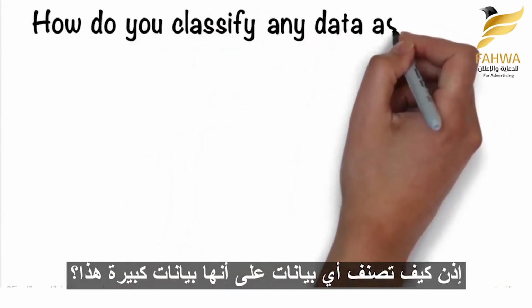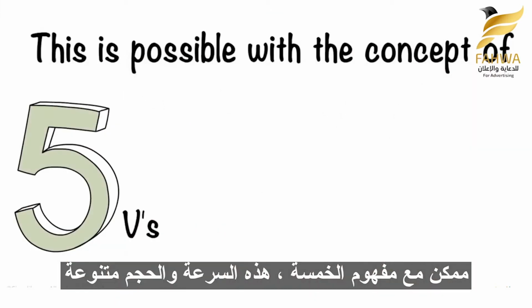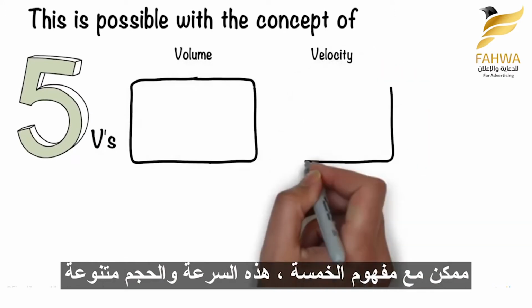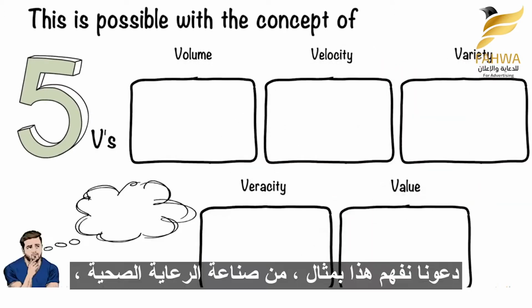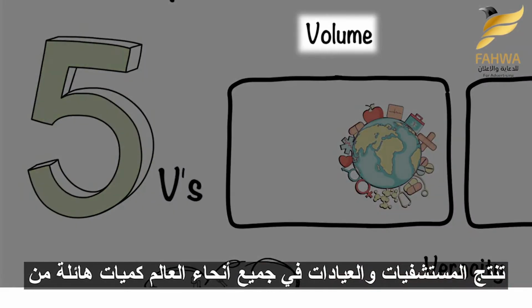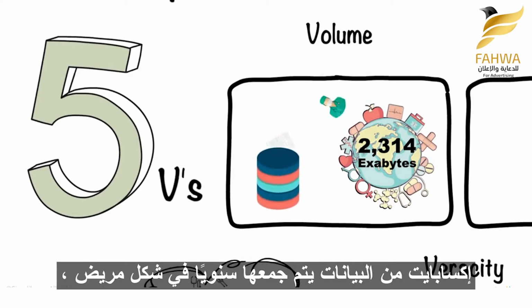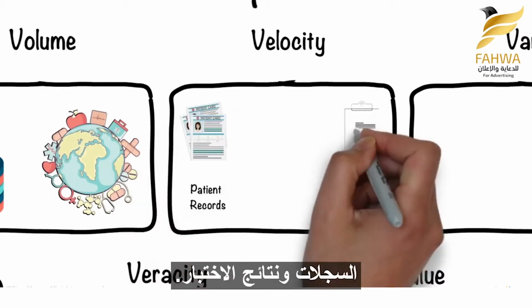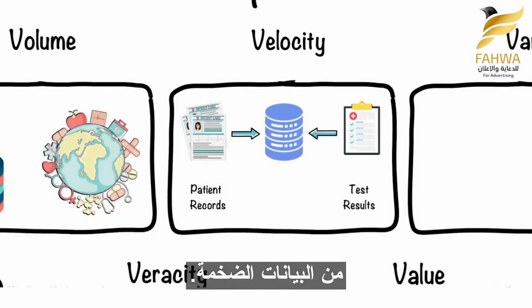So, how do you classify any data as big data? This is possible with the concept of 5 V's: volume, velocity, variety, veracity, and value. Let us understand this with an example from the healthcare industry. Hospitals and clinics across the world generate massive volumes of data. 2,314 exabytes of data are collected annually in the form of patient records and test results. All this data is generated at a very high speed, which attributes to the velocity of big data.